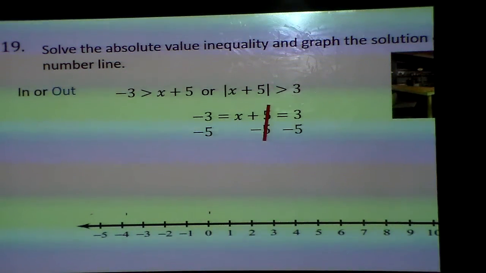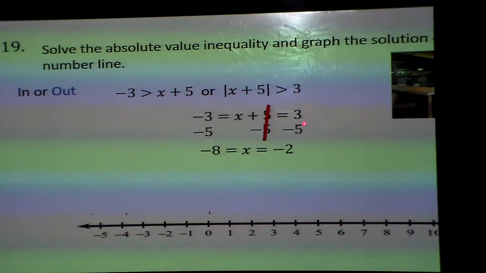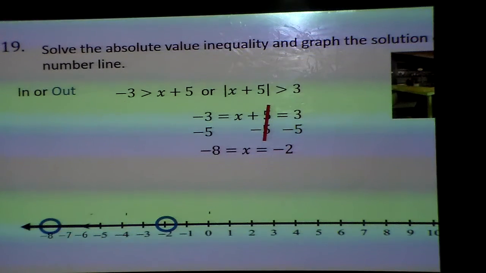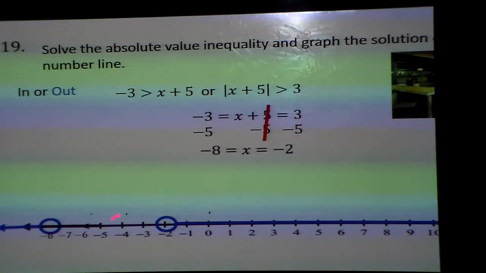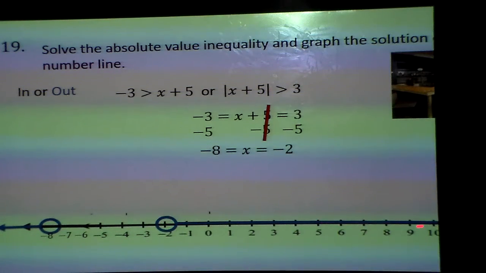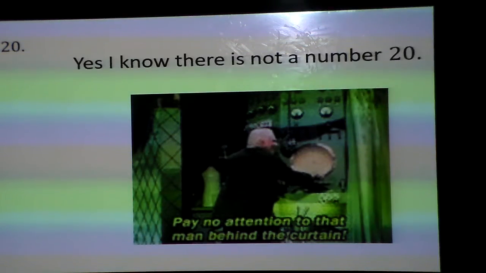So I minus 5 from each side. That means negative 3 minus 5 is negative 8. 3 minus 5 is negative 2. And my graph's not really very good there because I had to kind of extend my line because negative 8 wasn't quite on it. So I added some lines here, negative 8, 2. And notice the graphs are going out. And they go to infinity and beyond in each of those directions. All right? There is no number 20, so pay no attention to that man behind the curtain.